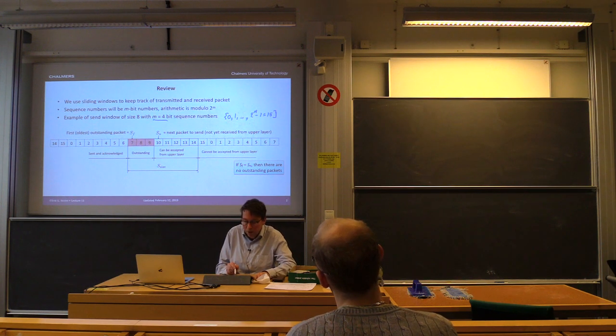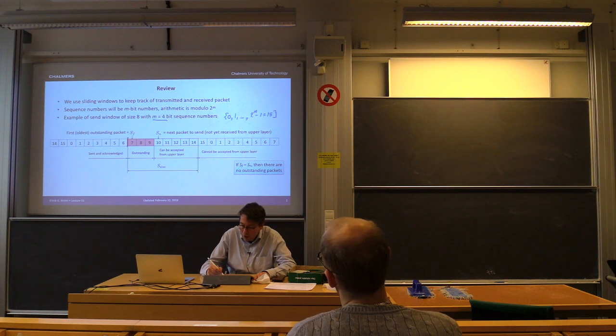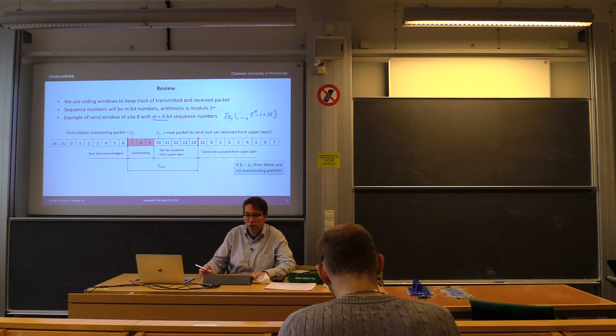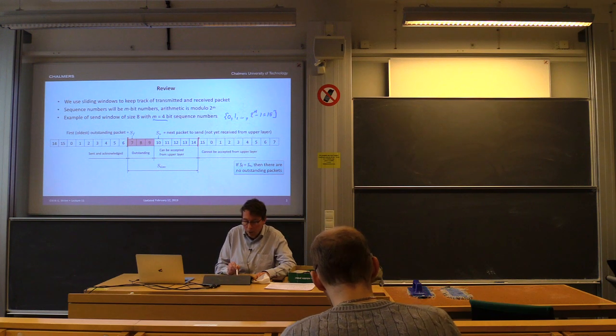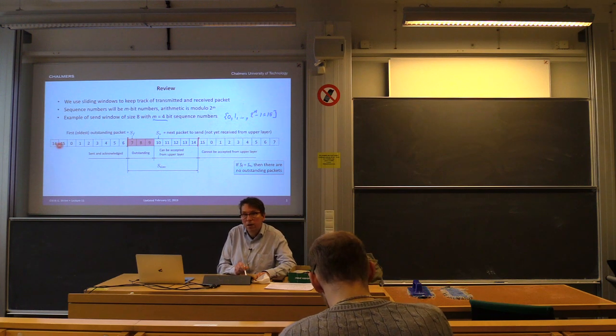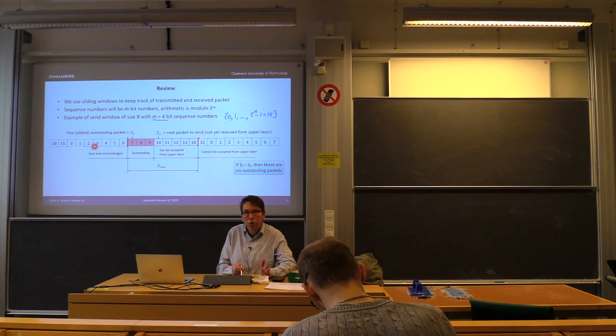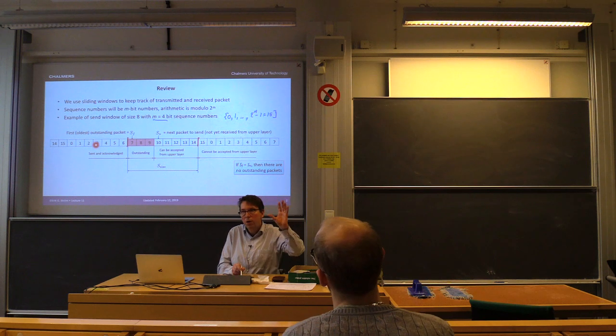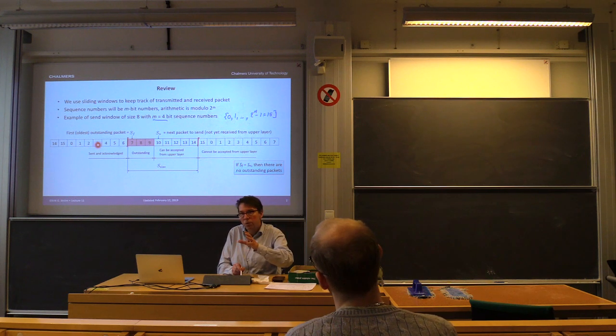How to interpret this is that within the window, which starts here and ends here, we have some packets to the left here. These are packets that we have already processed at the transmitter side. We have received them from the layer above. We have sent them over the link. We have received acknowledgements for them. Everything is fine. These have been delivered. So we don't care about those anymore.